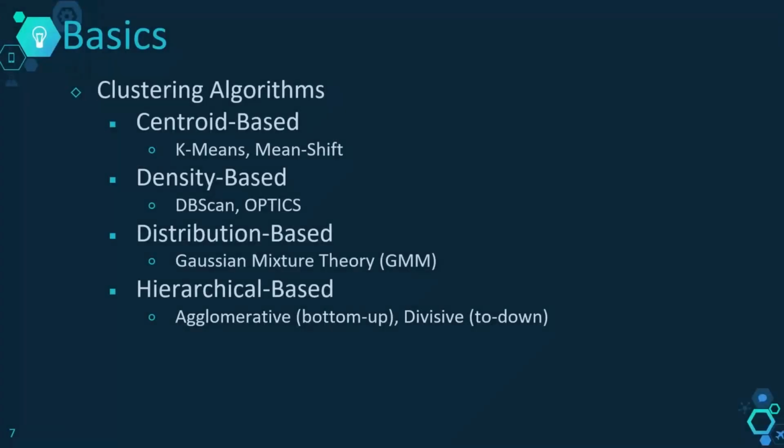For each of them, you can see at least a few common algorithms. For centroid based, we have k-means. That's the most popular one. We also have another popular one called mean shift. For density based, we have DBSCAN and OPTICS. In this lecture, we will talk about DBSCAN. For distribution based, we will spend most of the time on GMM. And for hierarchical based, we'll talk about agglomerative hierarchical clustering, or AHC. Sometimes it's called hierarchical agglomerative clustering, HAC. It's the same thing.